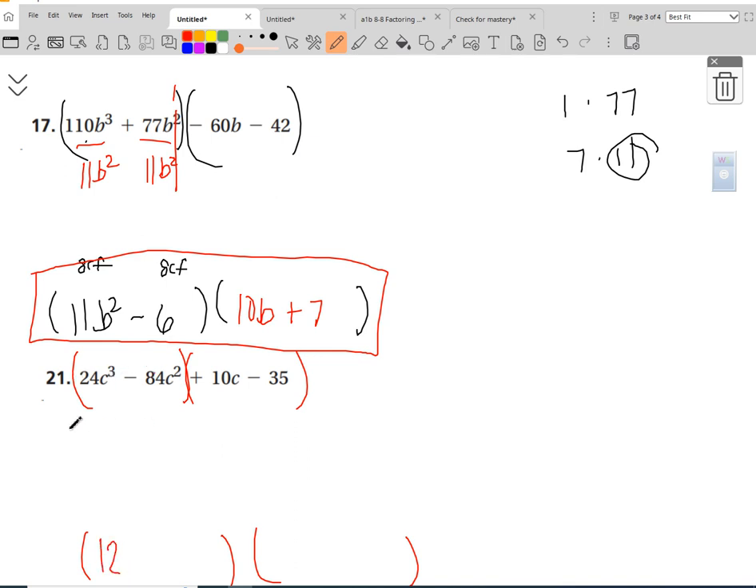And what's the variable common factor in that first group? C squared. There you go, Zion. Good job. Minus, not minus, I lied.